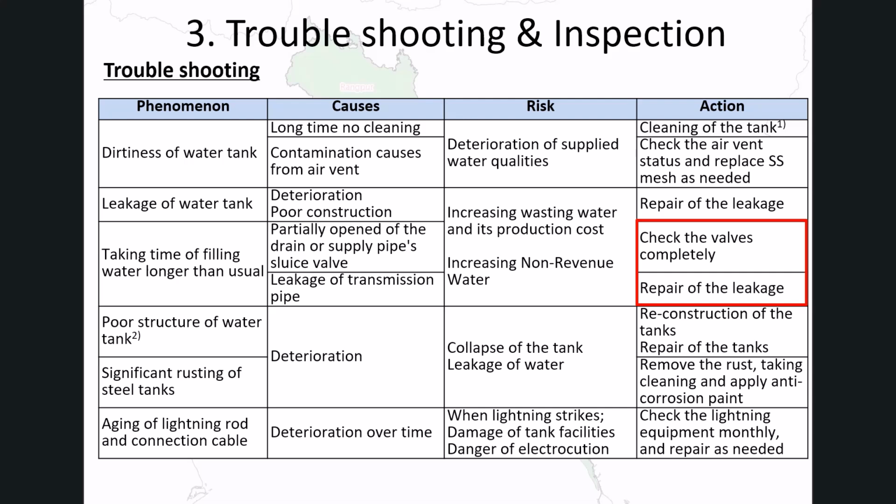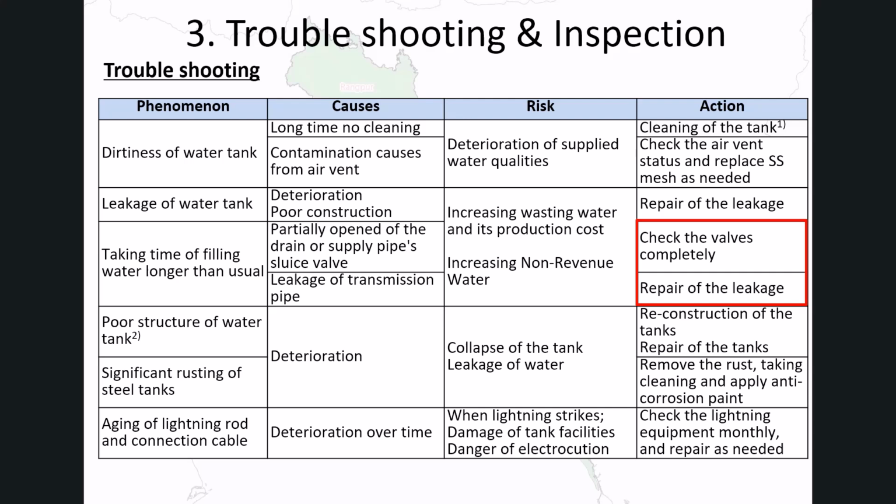How to read the table? This table is utilized when you see some specific phenomenon, so first, check the phenomenon column to see what phenomenon is identified as a problem. Then consider the possible causes. Understand the risk if the problem continues. Finally, select the correct countermeasure.